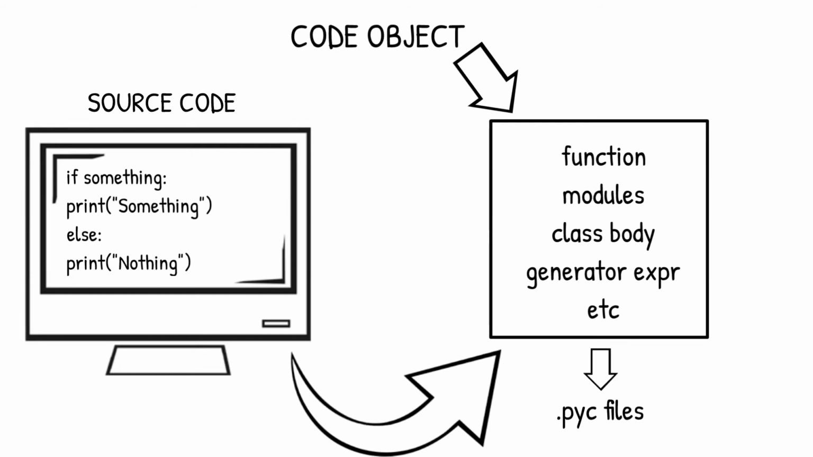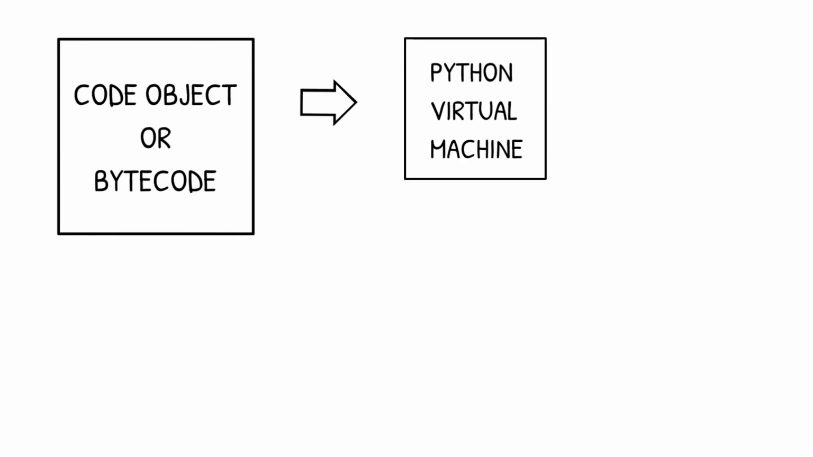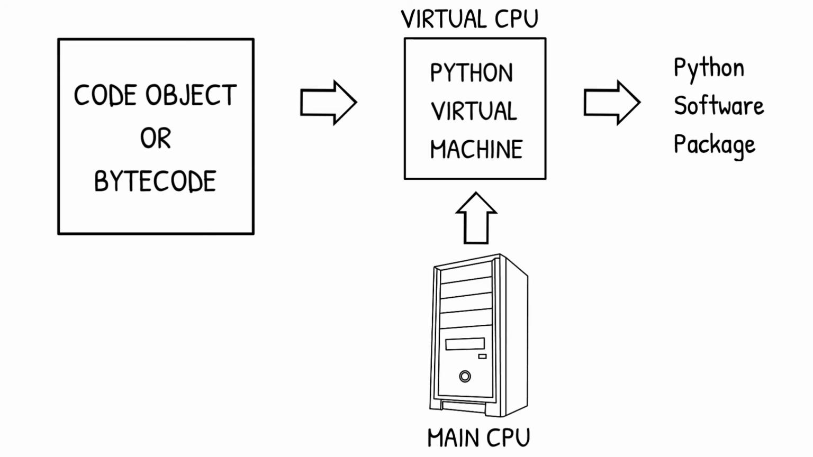Now this code object or the bytecode is loaded into the Python runtime, and interpreted by a Python virtual machine. The Python virtual machine is like a virtual CPU, which runs over your main operating system CPU. It comes with the Python main software package itself, which you install in your system.